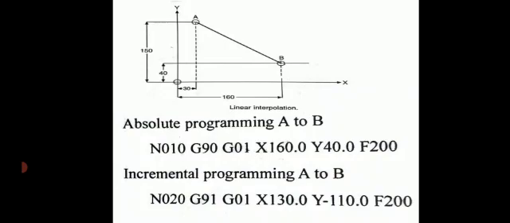Then incremental programming, A to B: N020, G91 incremental program, G01, X value 130. The value starts from point A, exactly after the 30 distance on the x-axis. So we give the 130 value, Y value 110, feed rate 200. This is the incremental programming.